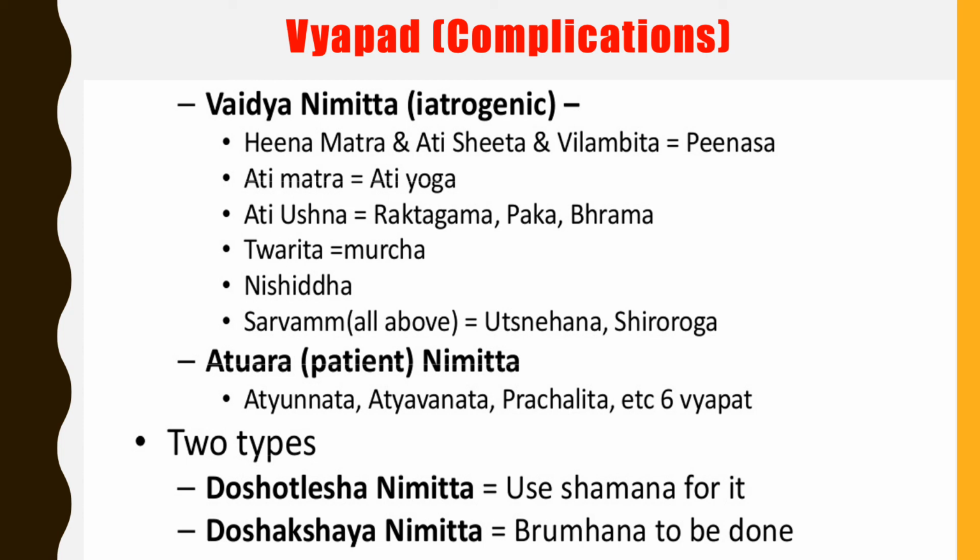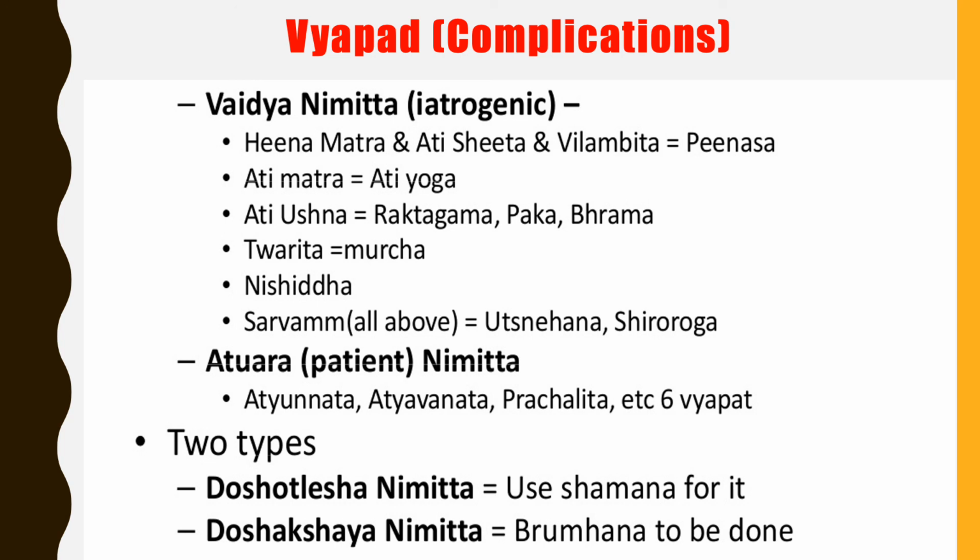If the dose is given in Atimatra, then the symptoms in the patient are as per Atiyoga. And in Atiushna, if we administer Atiushna oil in the nasal cavity, then the possible complications are Raktagama, Paka, and Bhrama. Next symptoms are Twarita or Murcha, Nishiddha, Sarvam, Utsedana, and Shiroroga. And in Aturanimitta, Atanuyunata, Atiyonnata, Prachelita, etc.